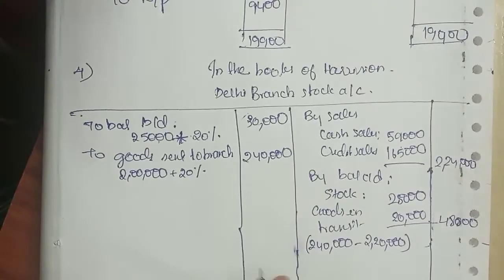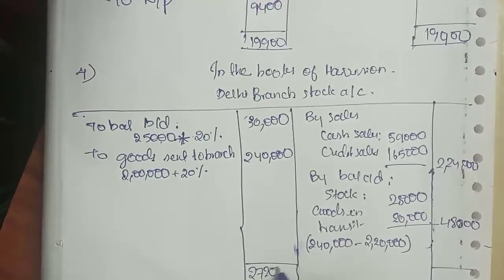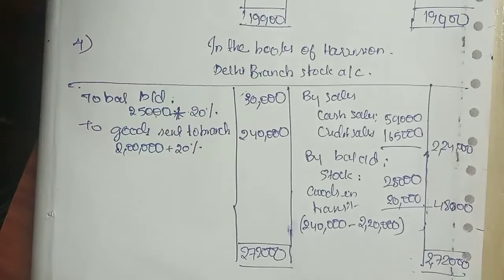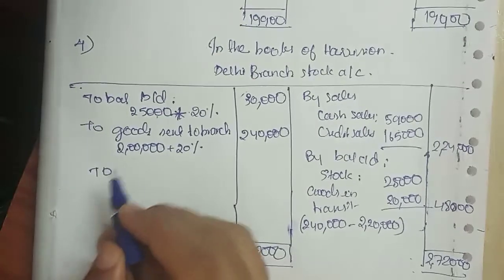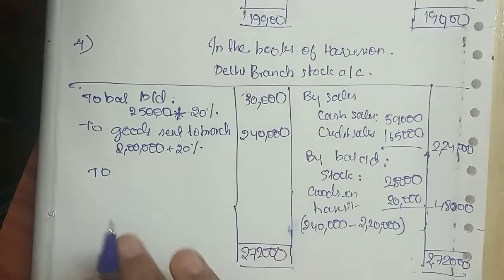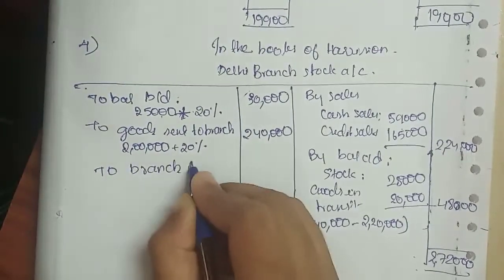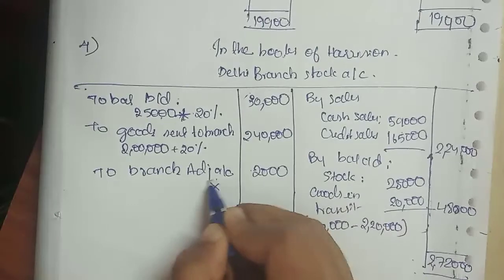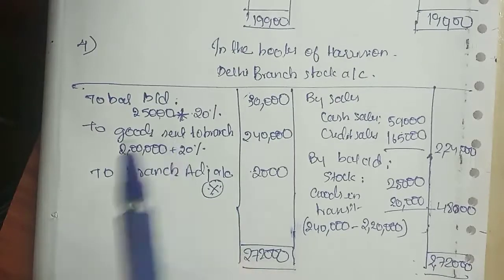So then make a total here. 2,72,000. Okay. Now whenever you get a question of this invoice price and cost price, you need to write the balance not as gross profit, but you need to write it as to branch adjustment account. Okay, this is the balance which you have got. So this is how you need to do the branch stock account, while invoice price and cost are given separately.